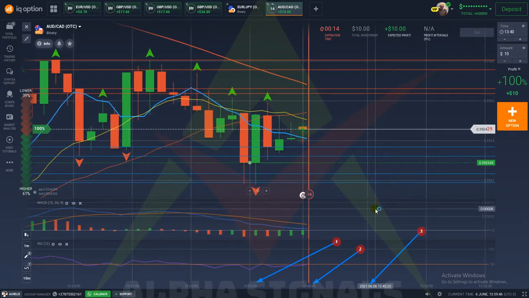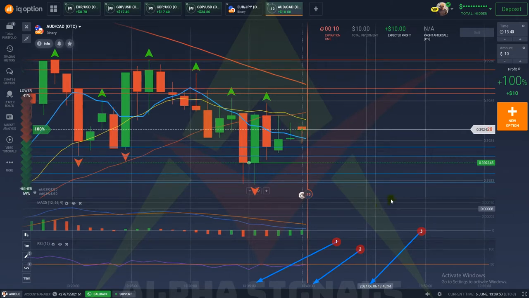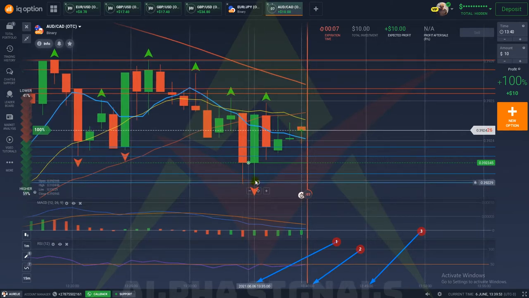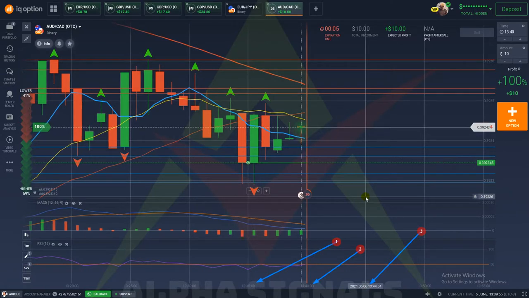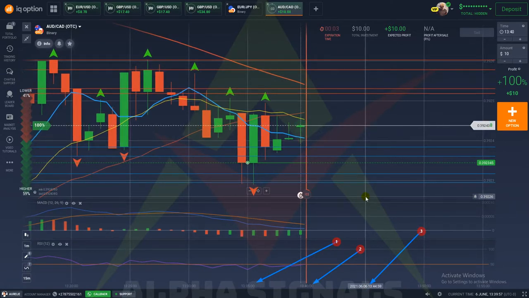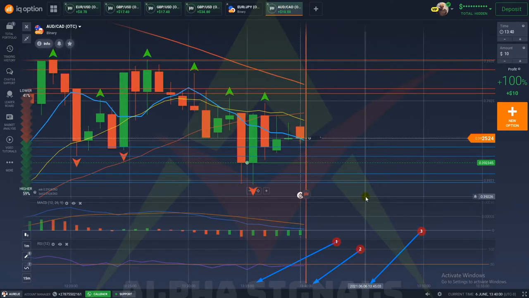And so far, as you can see, the right entry is the one that we took right now. Why? Because the market did reach the lower zone, and it was a good place for us to take a call. As you can see, the trade is a nice clean ITM, in the money.